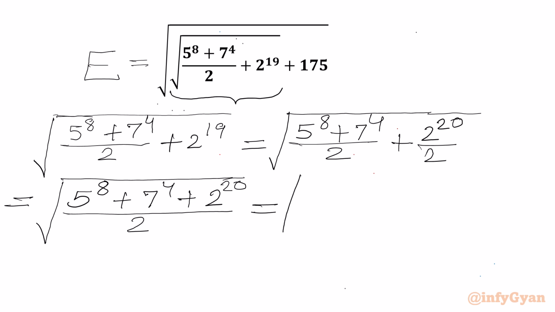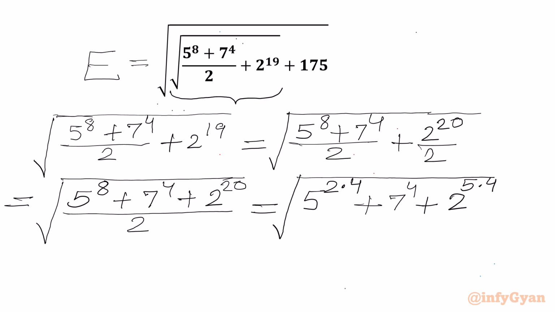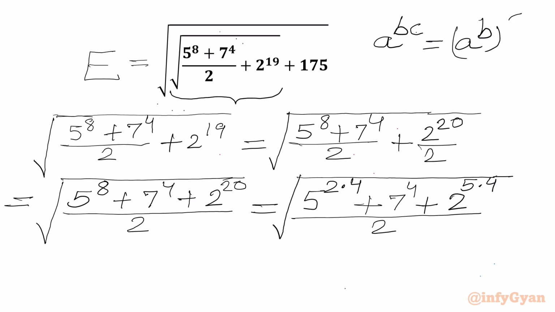This will be equal to the square root of, we can write 8 as 2 times 4. Then we have 7 power 4. Then we have 2 power 20. 20 can be written as 5 times 4, over common denominator 2. Now we know the exponent law, a power b times c will be equal to a power b whole power c. So here we will consider 25 and here we will consider 2 power 5, 32.